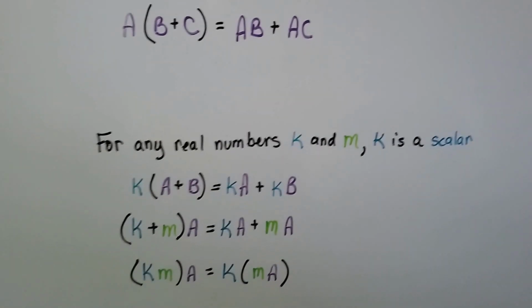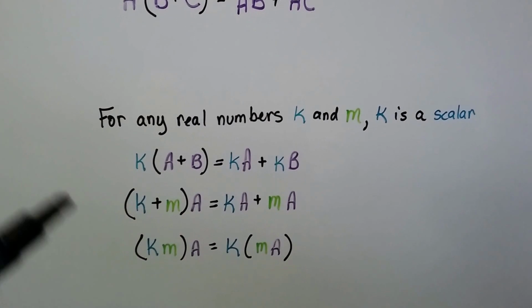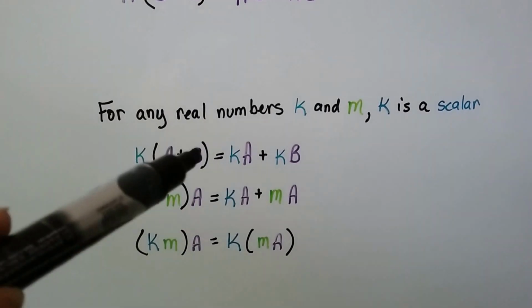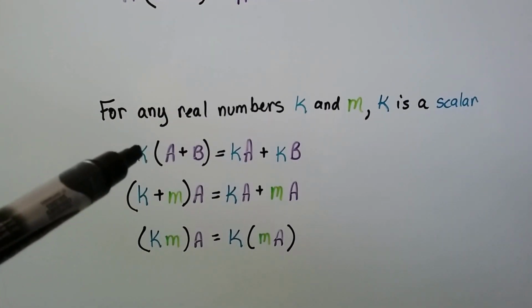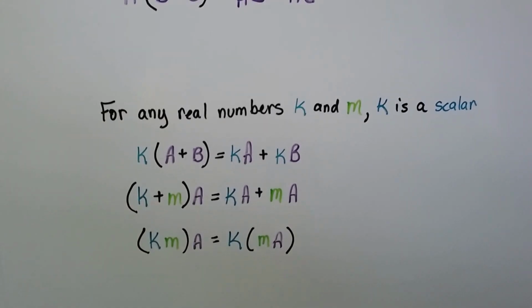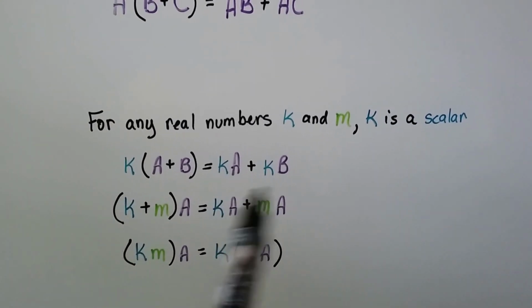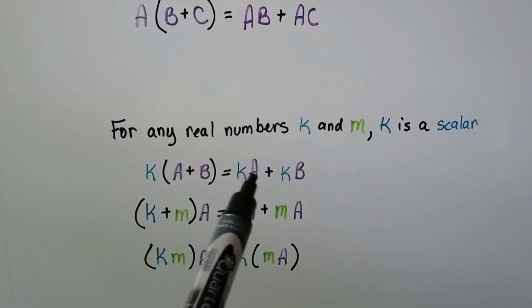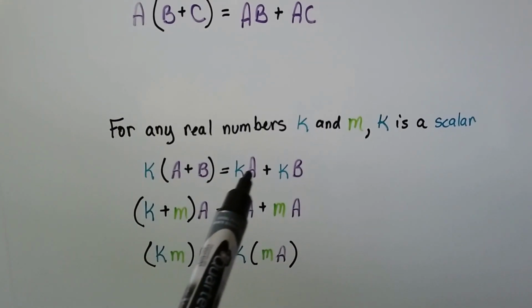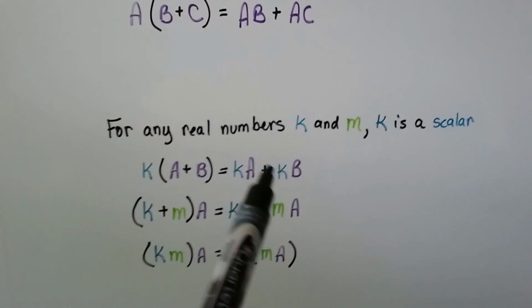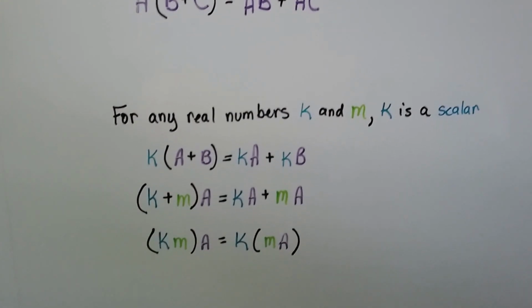And for any real numbers K and M, if K is a scalar, we can add these two matrices A and B together and then multiply it by that scalar K, and it's going to be the same thing as this. We're going to just multiply and get a product here and multiply and get a product here, add them together. It's going to be the same thing as that.